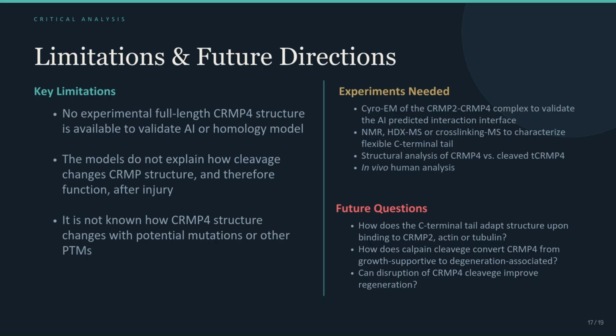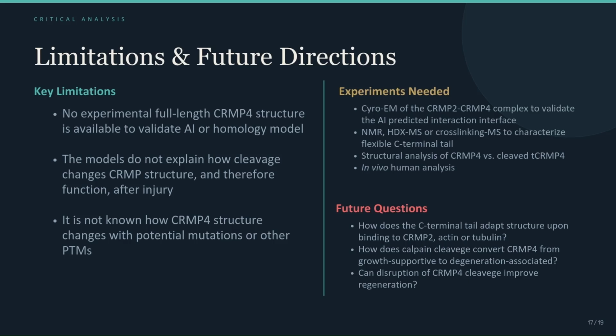The main limitation of this project is that both models are still only computational, and neither resolves the full biological behavior of CRMP4. The conserved core is supported by both modeling approaches and by DALI, but the most functionally important region may actually be the C-terminal regulatory tail, which remains much less defined structurally. From this analysis in current literature, it is also unclear how the structure and therefore function of CRMP4 changes with single nucleotide polymorphisms, such as S541Y, or with other post-translational modifications like phosphorylation and sumoylation.